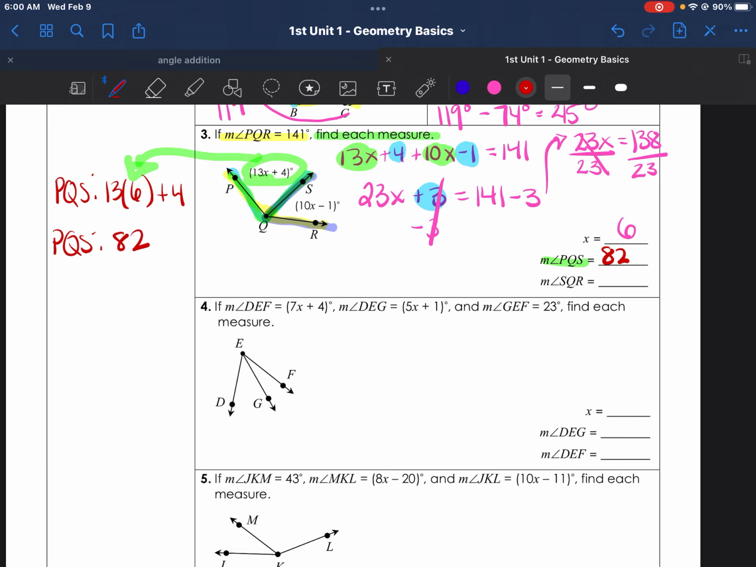Now we're going to try SQR. So SQR, which is this angle right here. So we got 10 times 6 minus 1. We already know 10 times 6 is 60, and 60 minus 1 is just 59. And that's how you complete that.